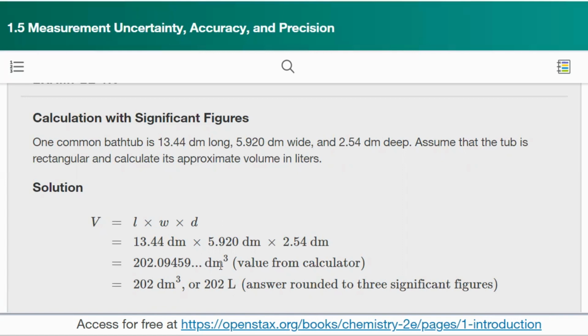A decimeter cube is a liter. They could have put it as decimeter cubes, or yes, that's it. A decimeter cube is a liter. A decimeter cubed is a liter.